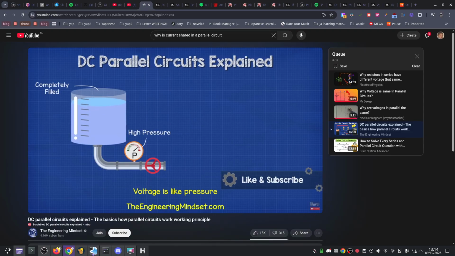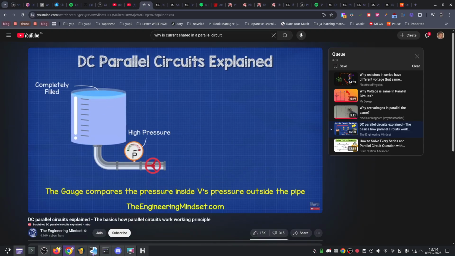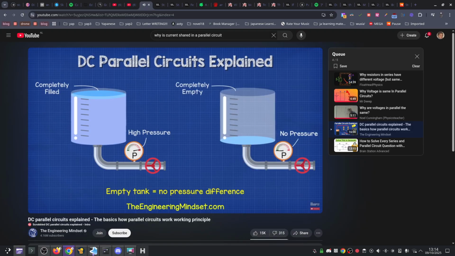Voltage is like pressure in a water pipe. If you fill up a tank and the water pressure is high, we can read the pressure on a pressure gauge. The gauge is comparing 2 points in order to know what the difference in pressure is. This will be the pressure inside the pipe compared to the pressure outside the pipe. When the tank is empty, there is no pressure difference because the pressure inside the pipe is equal to the pressure outside the pipe. So therefore, we get a reading of 0.